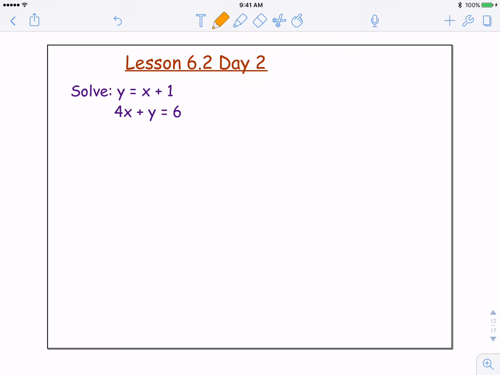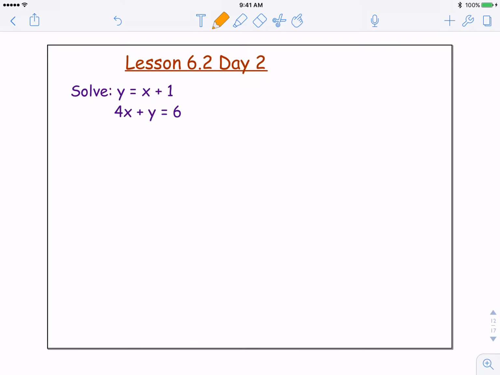Today, just like yesterday, we are going to talk about the method of substitution to solve a system of equations. Remember, a system of equations is just more than one equation with the same variables. So in this example, I have a system of equations because I have two equations and I see x's and y's in both the equations.